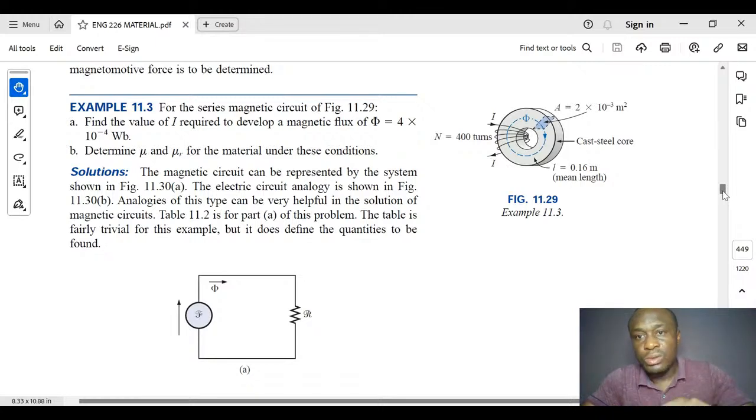So since we have our area, we have the number of turns and the length of this magnetic circuit. The length of the magnetic circuit is 0.16 meter. The number of turns is 400 turns, and the area is 2 times 10 raised to power minus 3 meters square.